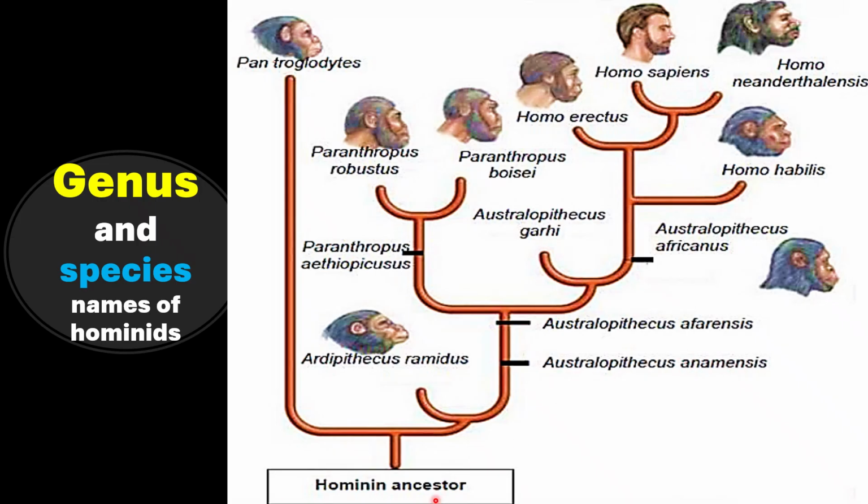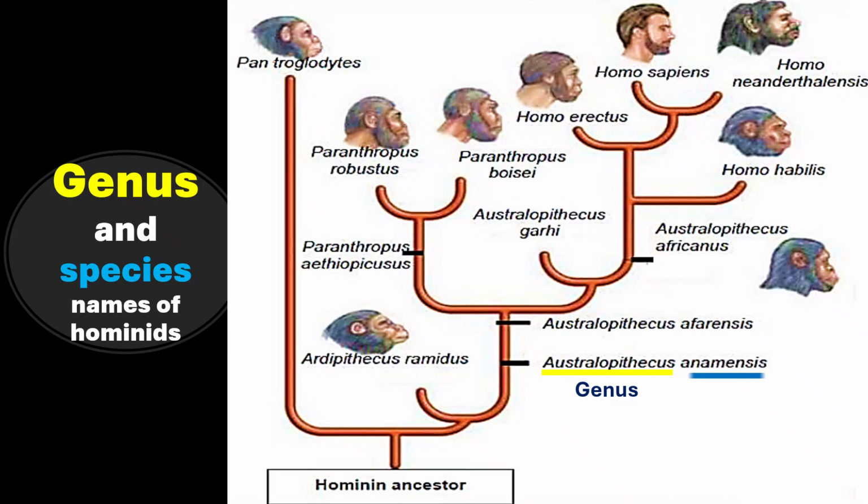But then there is a slight difference. In evolution, we focus on two things: the genus name and the species name. And that's what you are seeing here. So what are we looking at? Let's start from the bottom with Australopithecus anamensis. The first name is Australopithecus, and the second is anamensis. What does this represent? Anamensis represents the species name.